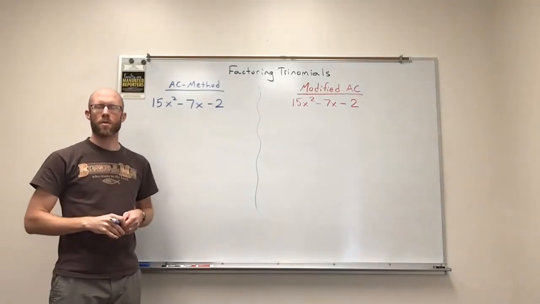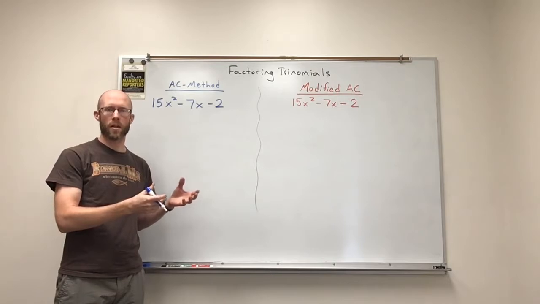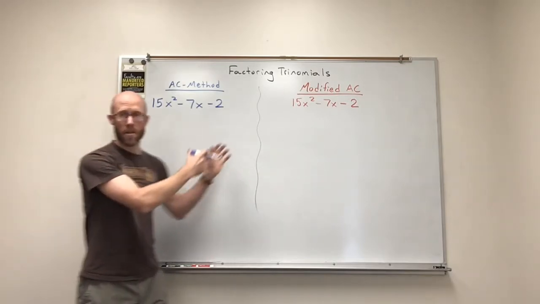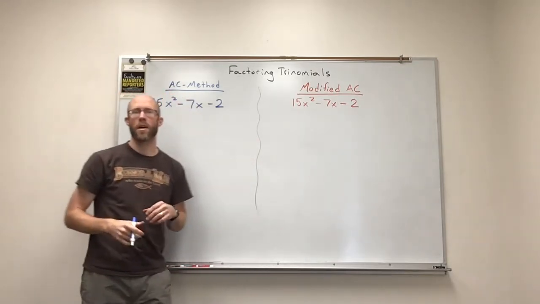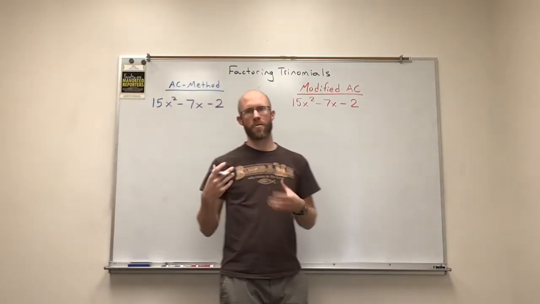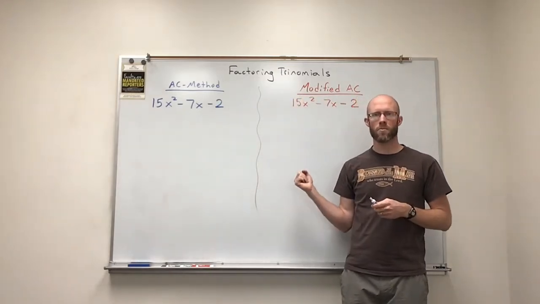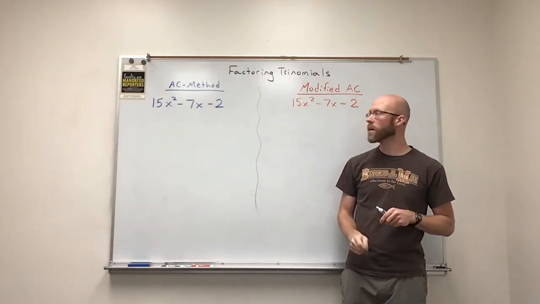So in this example, I'm going to go through one example that utilizes both the AC method and the modified AC method. I want you to see both of them at work. Then after this example, I'm primarily going to stick with the modified AC method when factoring. I think it's a lot faster that way.